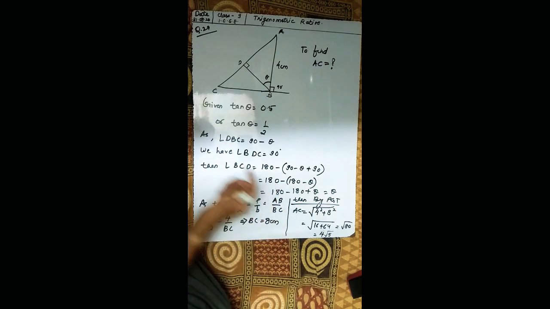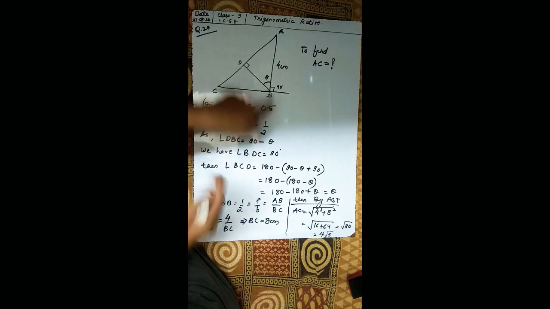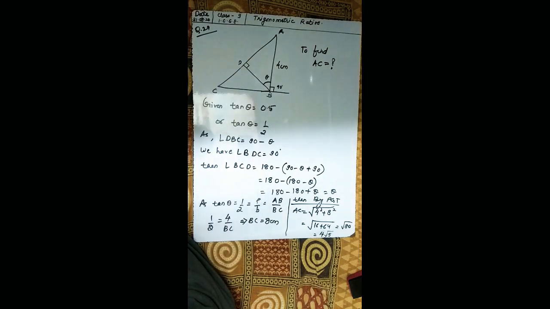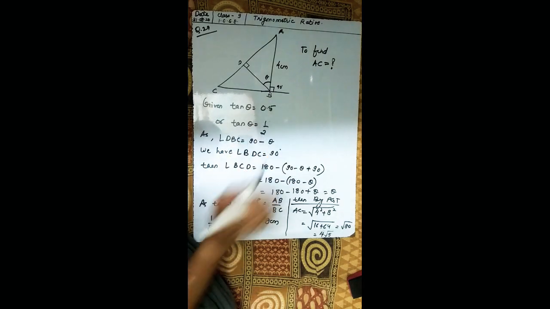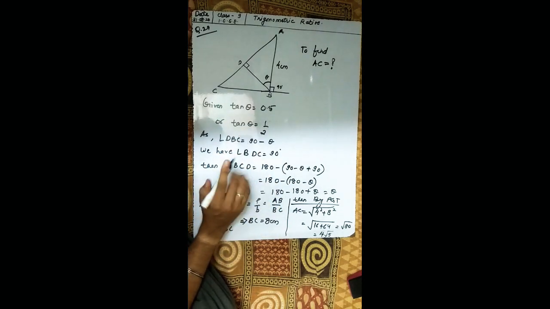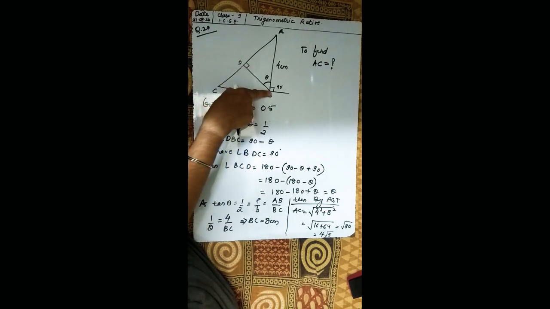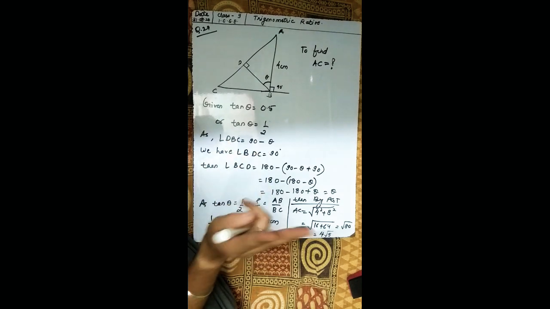I'm repeating. This is 4 centimeters, this is theta, this is 90 degrees at D, tan theta is equal to 0.5, and we have to find AC, that means this hypotenuse. Let's understand this. First of all, tan theta is 0.5, so 0.5 is 1 upon 2, so we have written it like this. Now, DBC will be 90 minus theta, how?